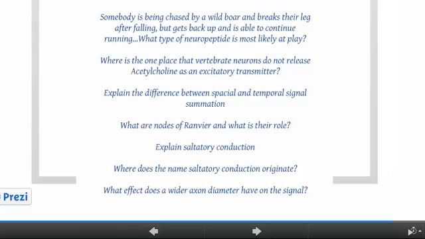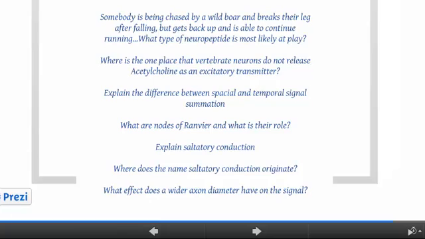Explain the difference between spatial and temporal signal summation. I explained those earlier, but for a brief recap, spatial summation is when two different neurons transmit a signal at the exact same time, and temporal is when the same neuron transmits two signals and they add together. So what are the nodes of Ranvier and what is their role?